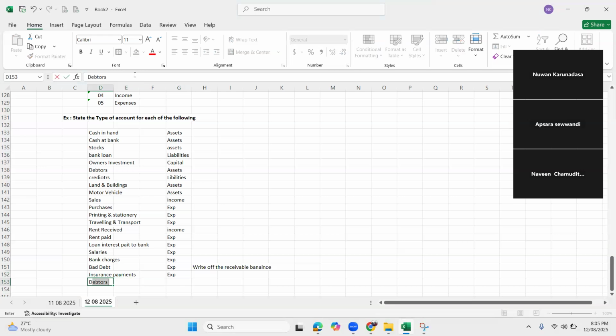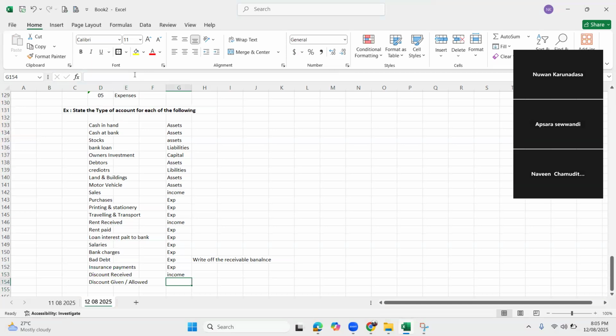Discount received. Income. Perfectly correct. Discount given. Expense. Given or allowed, both we use it. It is an expense.